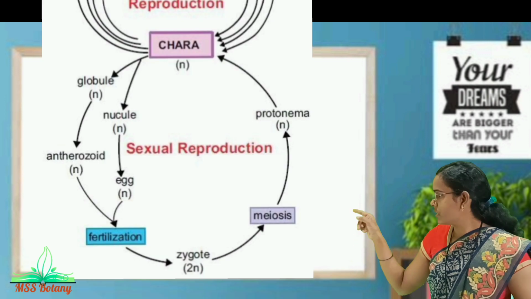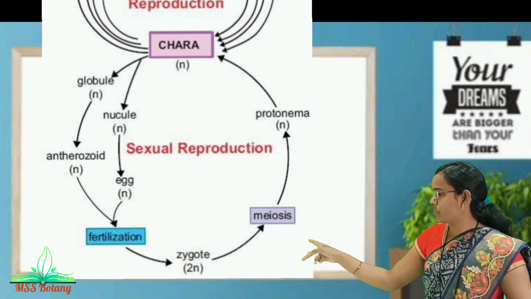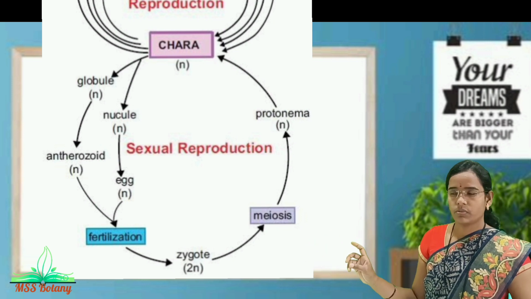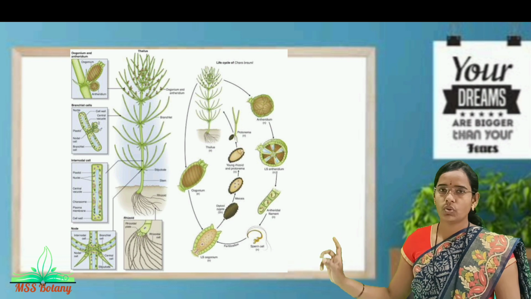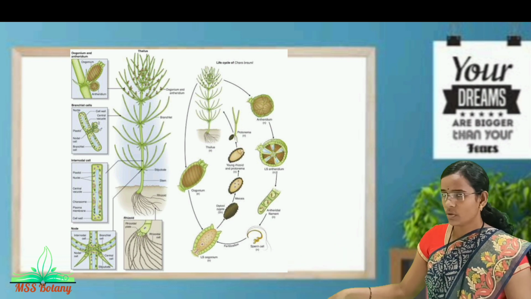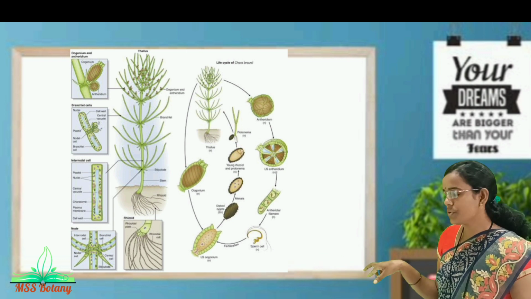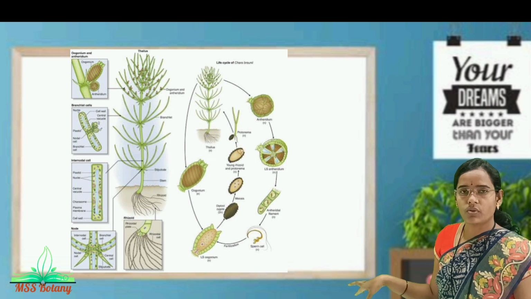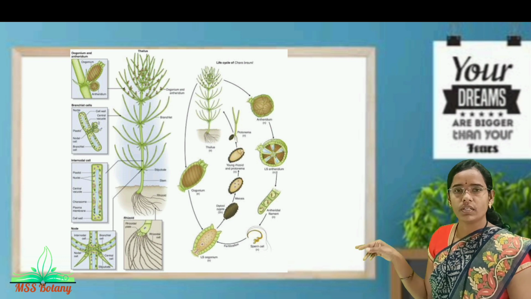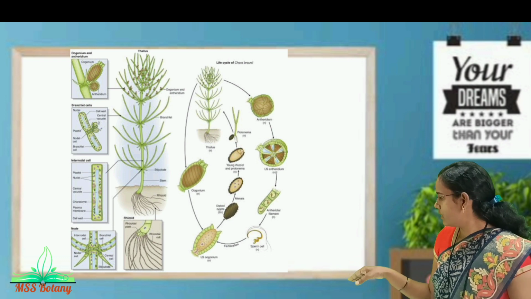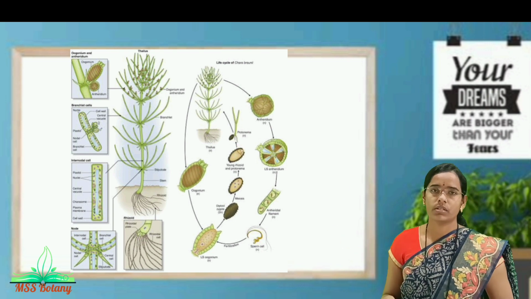Then Chara will also be reproduced with the help of sexual reproduction. At the time of sexual reproduction, two types of structures will be formed. They are called the nucleus and the globule. Globule is the male reproductive organ. Nucleus is the female reproductive organ. Then nucleus will form the oogonium and globule will form the anthrozoid. Lastly, they will fuse to form the zygote. And from that zygote, cell division will take place, and they will germinate to form the new plant of the Chara. So this is the graphic life cycle of the Chara.